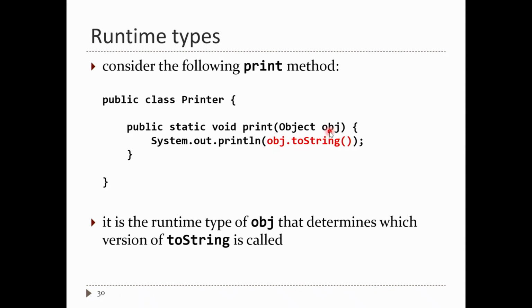Because it's the runtime type of obj that determines which version of toString gets called. The declared type Object determines whether or not I'm allowed to call toString. Object has toString, so that line of code is legal. You don't actually have to do this. println does this automatically for you.